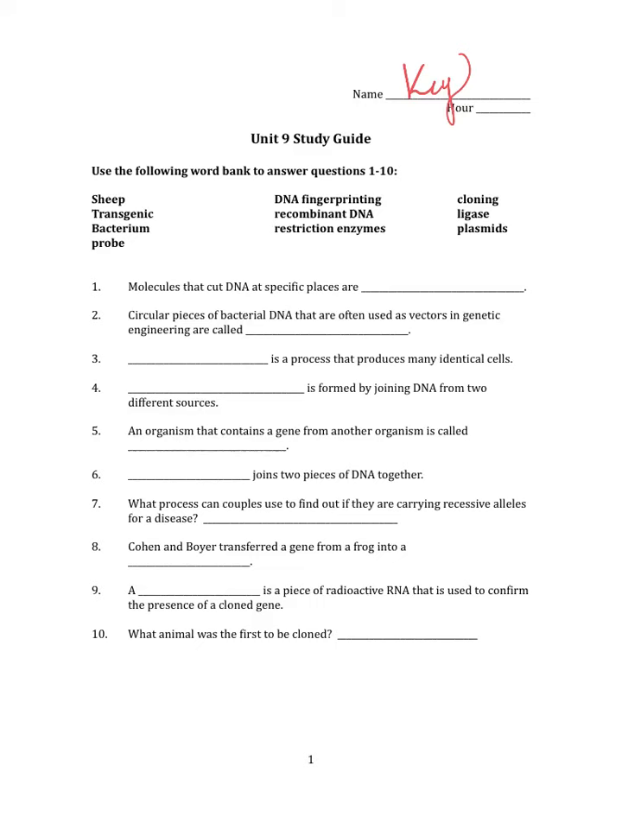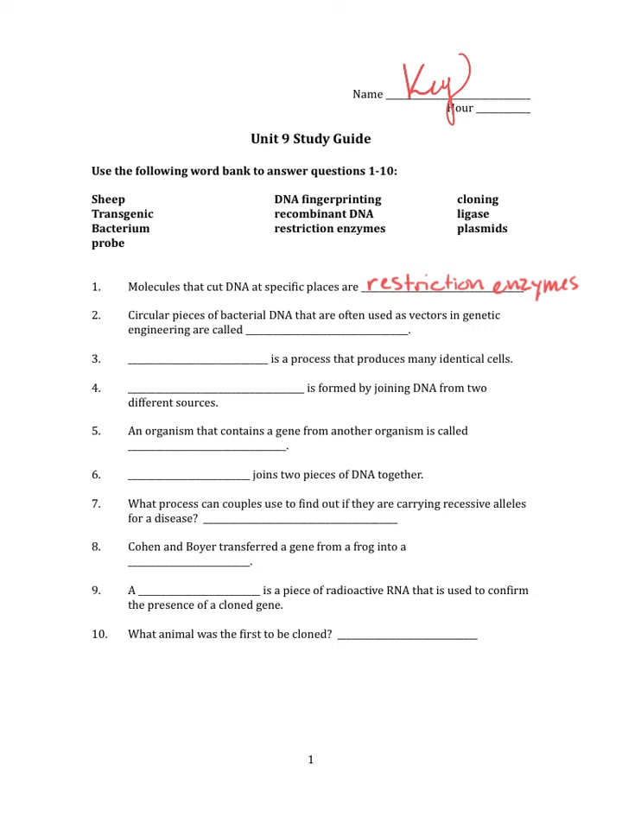In the video today, we're going to go over the answers to the Unit 9 study guide. So let's start with number 1. Number 1 says molecules that cut DNA at specific places are, remember these are restriction enzymes. They're typically proteins that are able to cleave DNA, and they can cleave DNA that has blunt ends or sticky ends, depending if they want those fragments to be able to stick to other fragments.